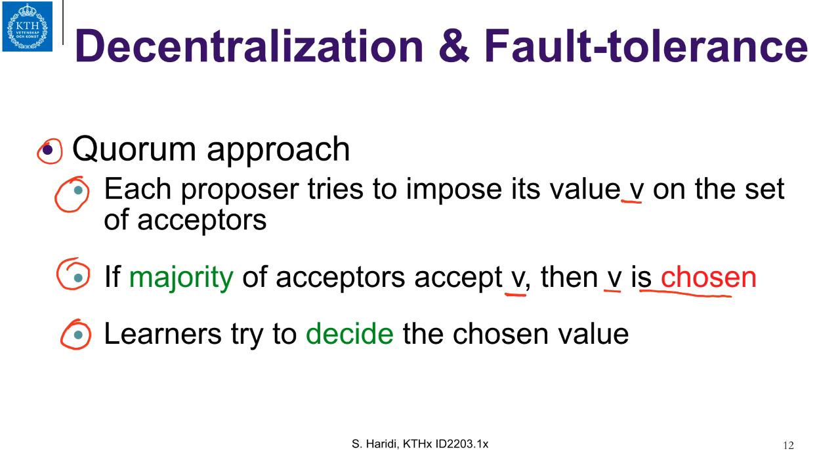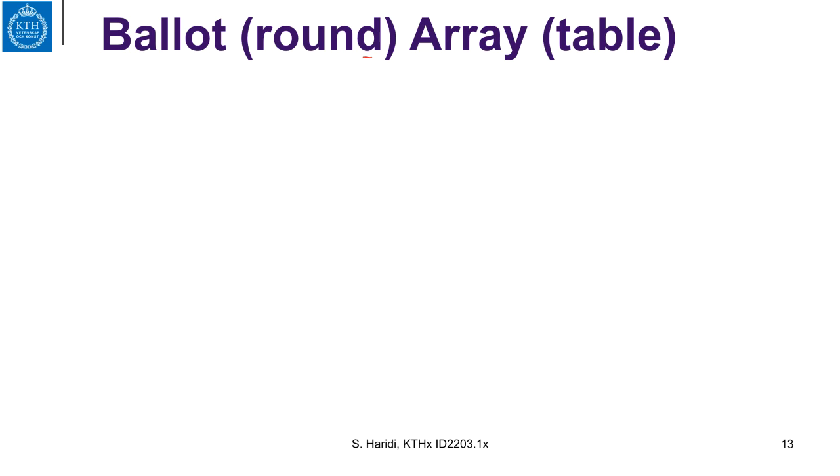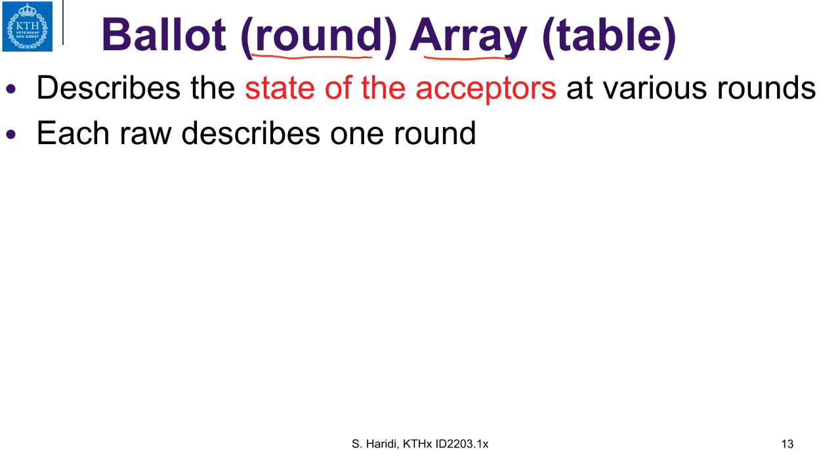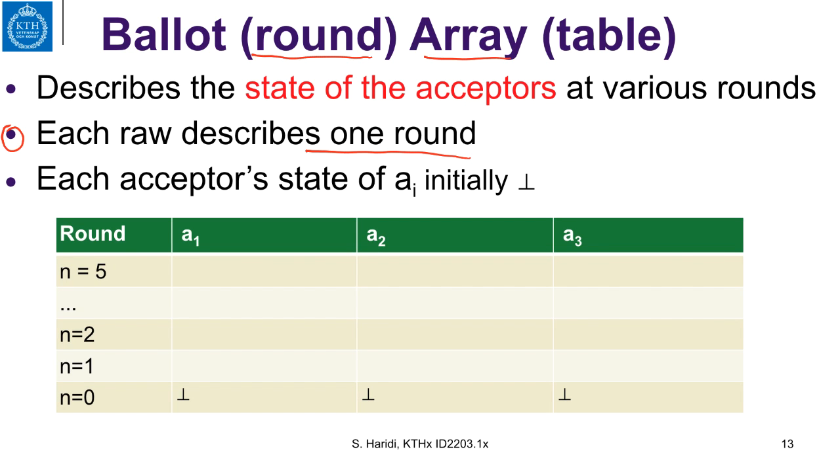To understand this algorithm well, we have to look at the concept of ballot arrays. Ballot arrays or round arrays are a table that represents the state of the acceptors. So here we assume a set of rounds, and each row describes one round. It describes the state of the acceptors at a certain snapshot or round. Each acceptor initially has some initial value, which means there is no value proposed. And we are always going to work with this table to understand the algorithm.